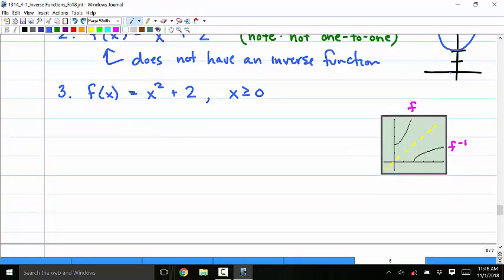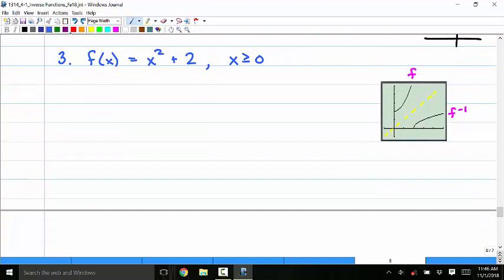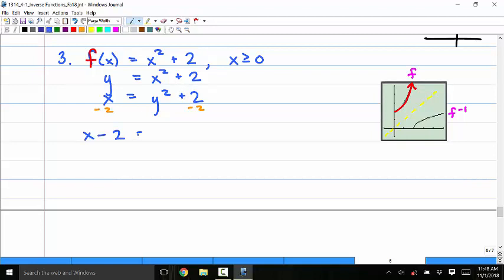Number 3. So for my f over here on my graph is right here. That one is one-to-one. Do you agree? All right. So go find the inverse. Okay, first step is to say y equals x squared plus 2. Swap the x's and y's, so x equals y squared plus 2. Now solve for y. I need to subtract 2 from both sides. X minus 2 equals y squared.